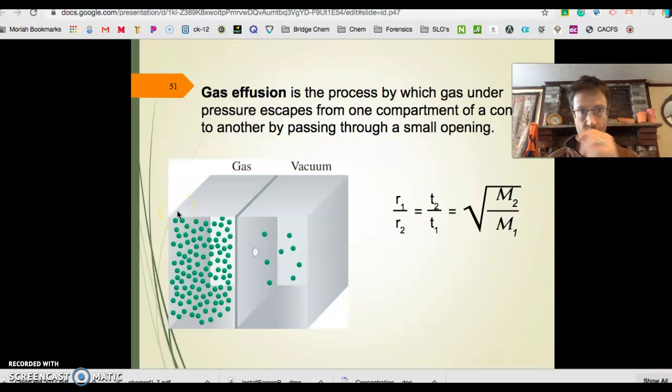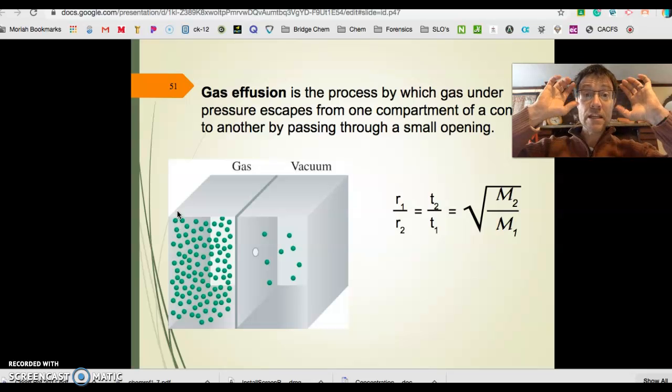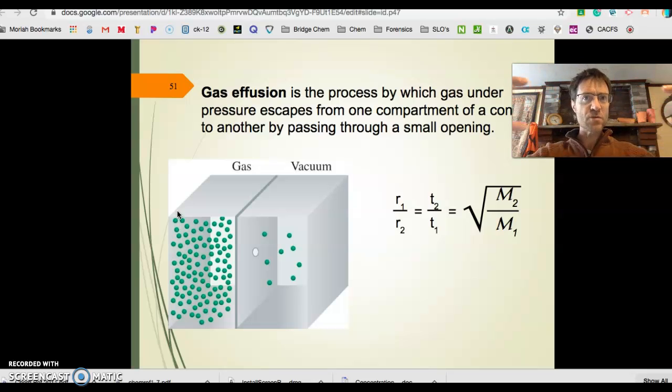So the next thing we're going to talk about is effusion. Effusion is a little different than diffusion, because like I said before, diffusion is when gases are just sort of mixing together. Effusion, if you look at the picture here, is basically when gas goes from a container full of gas to a container where there is no gas, so it's like going into a vacuum. So it doesn't need to work against any other gas particles. It just goes. Do you understand what I'm saying?